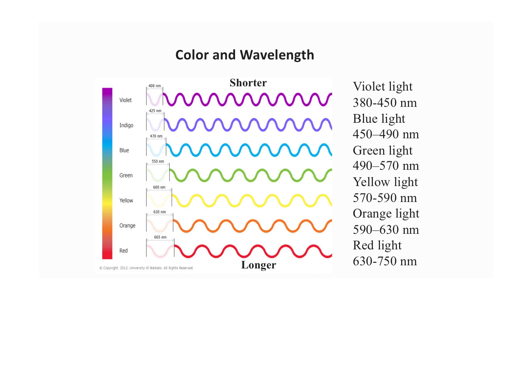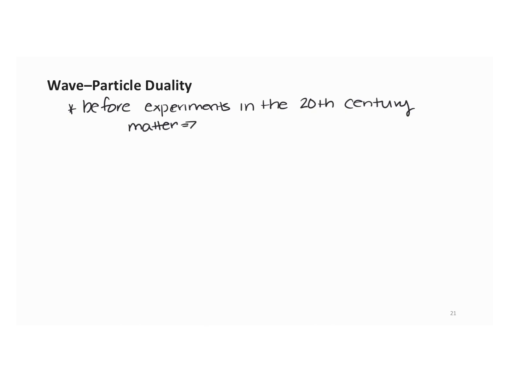Now, before experiments in the 20th century, matter and light were viewed completely separately. So matter, everybody thought, was composed of particles and had mass, okay?